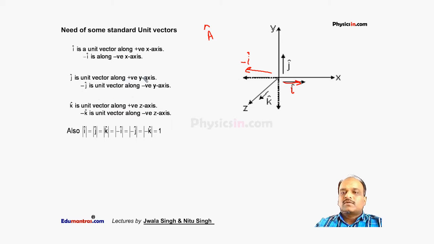J cap is a unit vector along the positive y axis, whereas minus j cap is a unit vector along the negative y axis. K cap is a unit vector along the positive z axis, and minus k cap is along the negative z axis. So these are the standard unit vectors which we will use. Also, mod of I cap, mod of j cap, mod of k cap, mod of minus I cap, mod of minus j cap, mod of minus k cap is always 1 because all these are unit vectors.